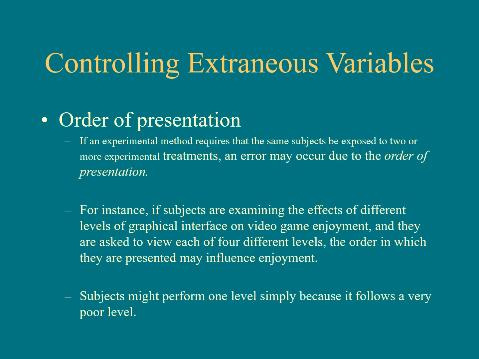Controlling extraneous variables. The next factor is order of presentation. If an experimental method requires that the same subjects be exposed to two or more experimental treatments, an error may occur due to the order of presentation. For instance, if subjects are examining the effects of different levels of graphical interface on video game enjoyment, and they are asked to view each of four different levels, the order in which they are presented may influence enjoyment. Subjects might prefer one level simply because it follows a very poor level.